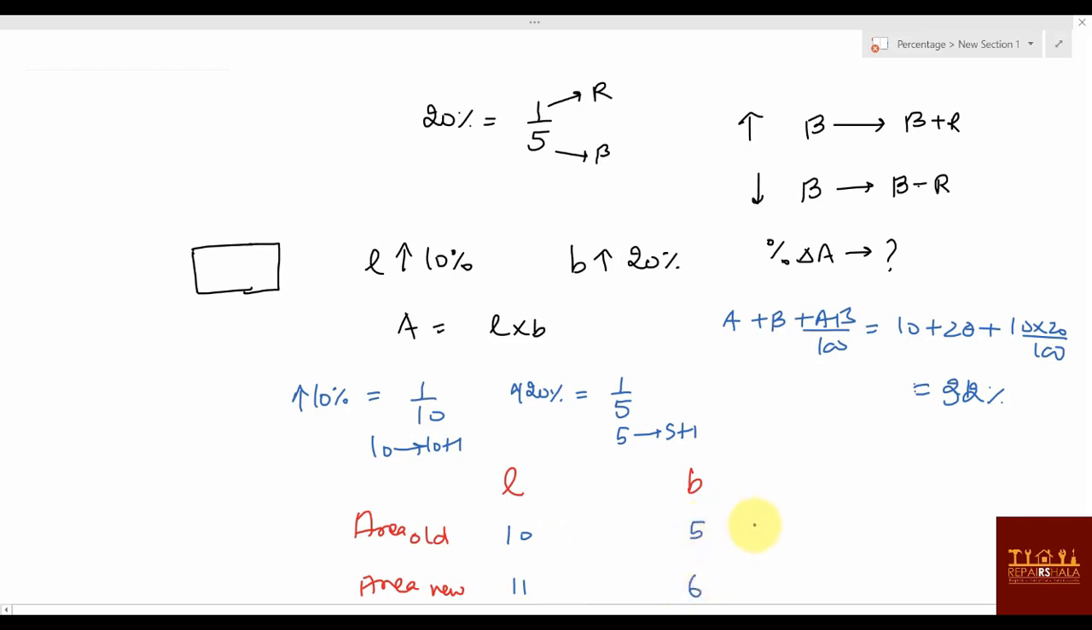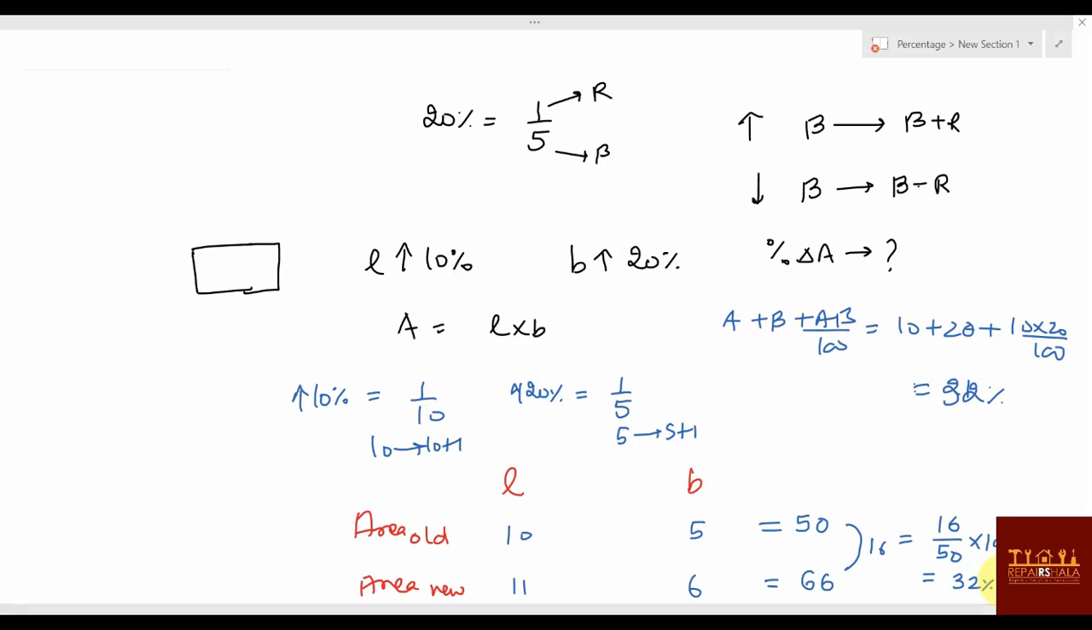How much increase is happening actually? What was the area? 50. What is the area becoming now? 66. What is the change happening? 16. Percentage change will be 16 by 50 into 100, and this is 32 percentage. Clear? I hope you don't have any issue in this.